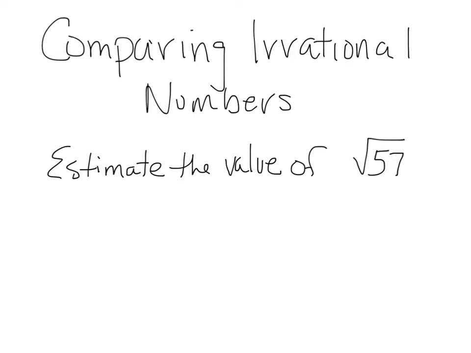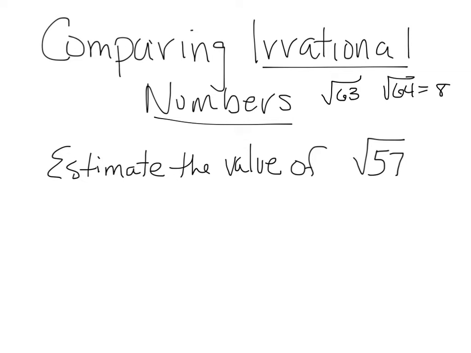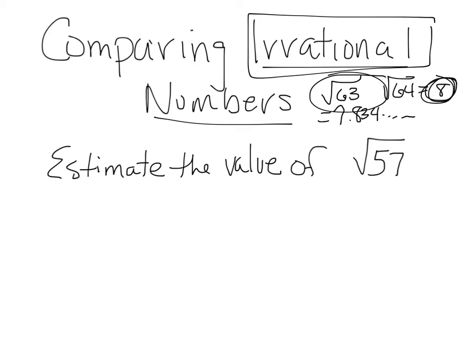All right, well, now that we know what an irrational number is, remember, an irrational number is when we try to take the square root of 63, which we know the square root of 64 is 8, which is a nice, neat, rational number, but this is going to give us some decimal in the form of like 7.834, and it's just going to keep going and going and going. It's never going to terminate. It's never going to repeat. Therefore, it is an irrational number.